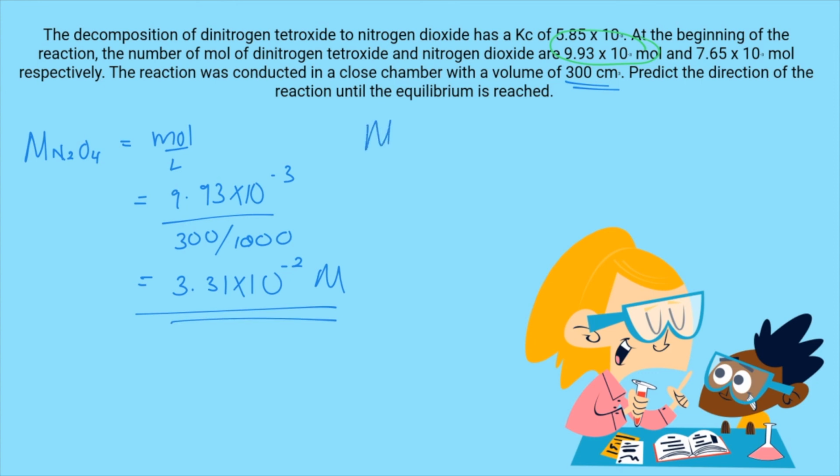We are going to do the same thing with the NO2. The molarity of the NO2 is equivalent to the number of moles divided by the volume in liter. So the number of moles is 7.65 times 10 to the power of negative 3 divided by the same value, 300 divided by 1000. So you should get the molarity for NO2 equivalent to 2.55 times 10 to the power of negative 2 molar.